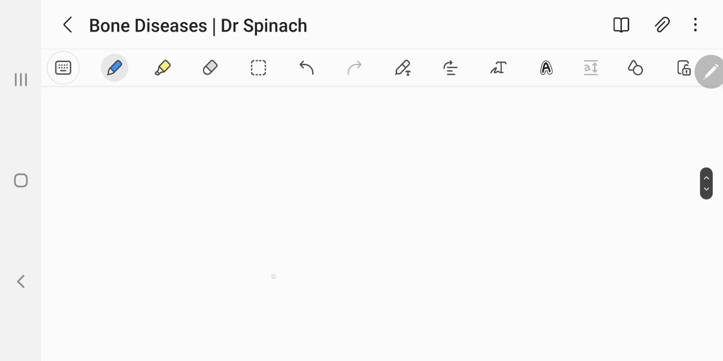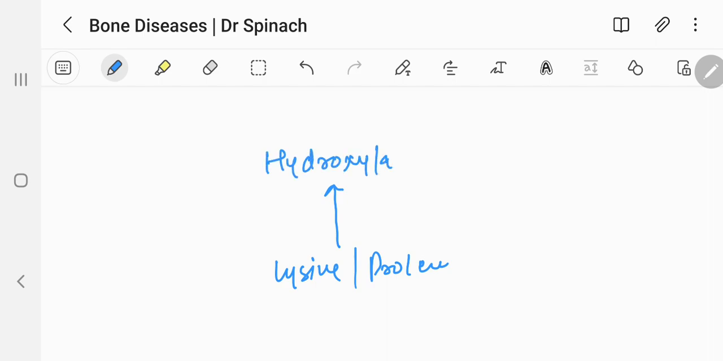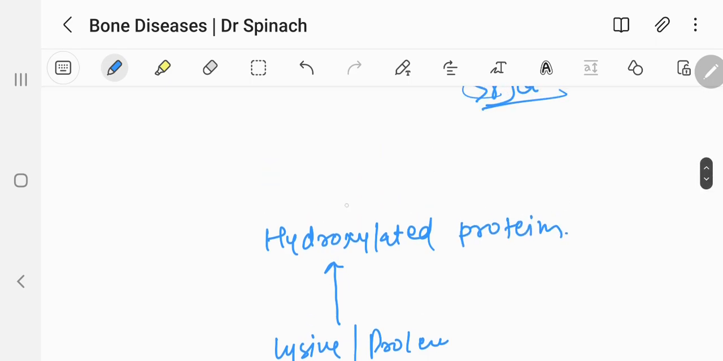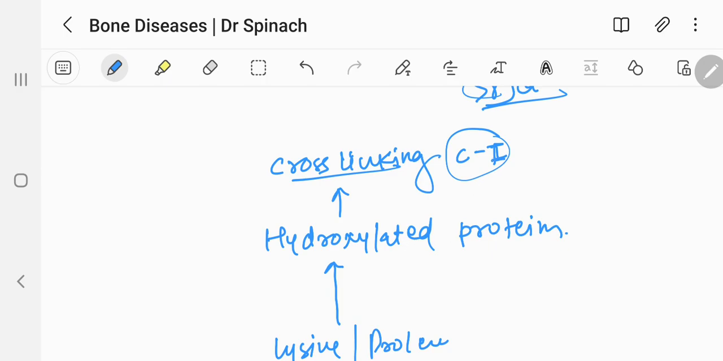So there are two proteins called lysine and proline. Now these proteins actually undergo hydroxylation and form hydroxylated proteins, right? Now these hydroxylated proteins are actually responsible for cross-linking of collagen 1. If you remember in my previous video, I told you that the collagen present in the bones is actually collagen number 1, right? It's also present in the meniscus, in the eyes, in teeth, right?